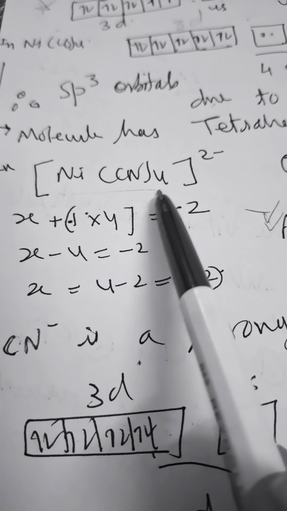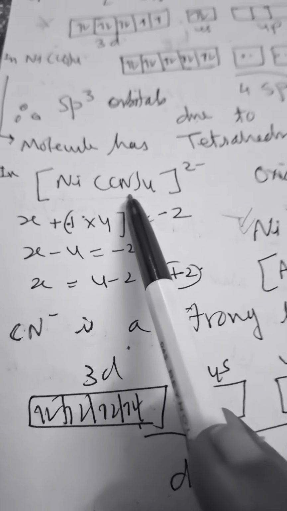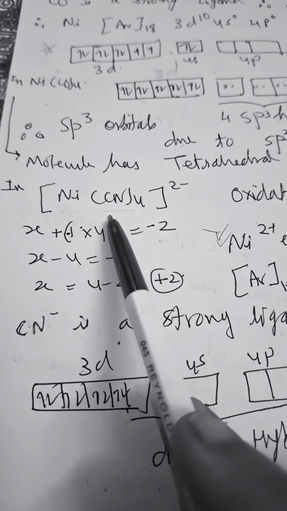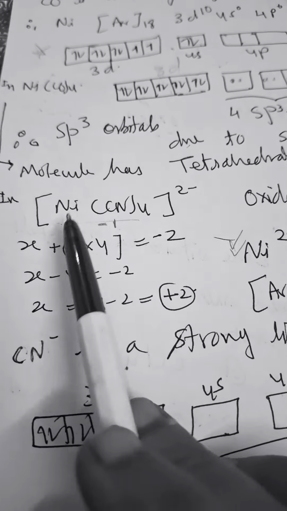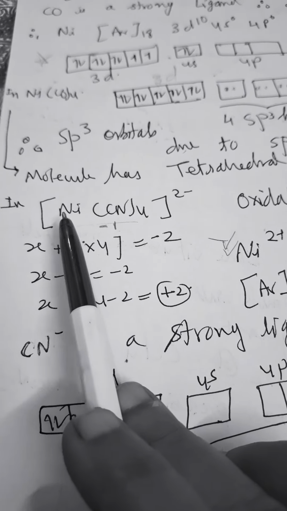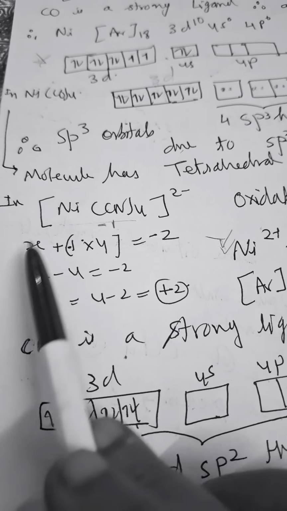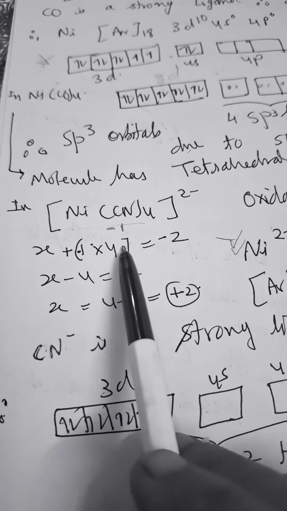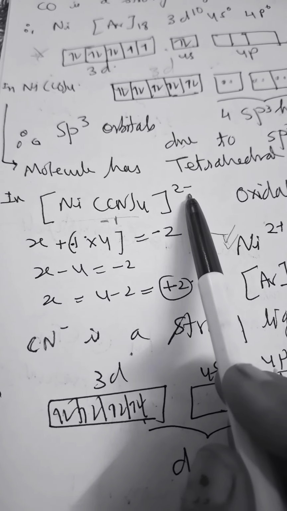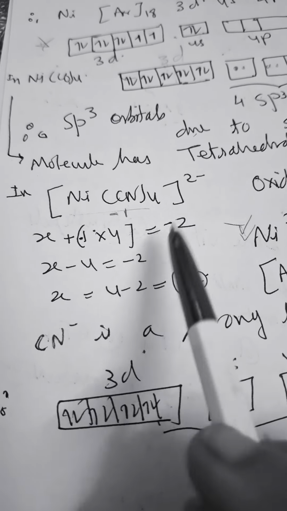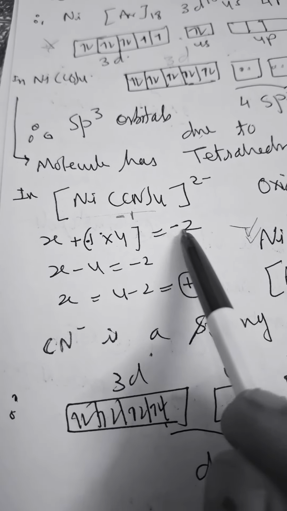Second, [Ni(CN)4] 2-. CN is not a neutral ligand, it has a negative charge, it is a negatively charged ion with one negative charge. So how do we get the oxidation number of nickel? We suppose it is X. The sum of all of this will be equal to the charge on the ion, which is negative 2, so I have written negative 2.